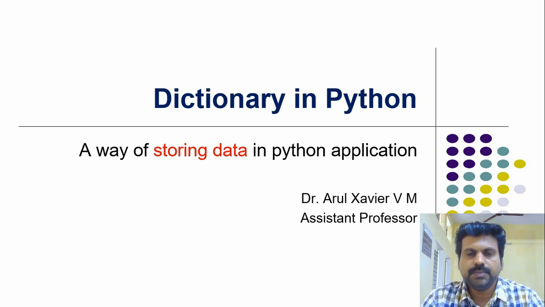In this video, we'll be discussing dictionary in Python application development. So dictionary is basically a way of representing data in Python programming, or we can say the way of storing data in Python application programming. So let's see what a dictionary is, how to create a dictionary and how to store data in a dictionary. Before that, let us understand what is data and how to store different kinds of data.